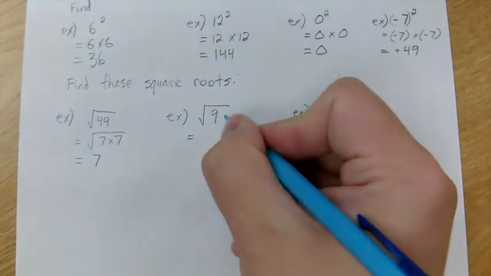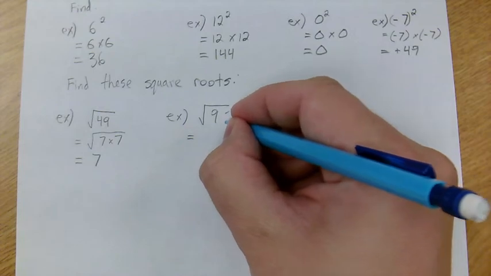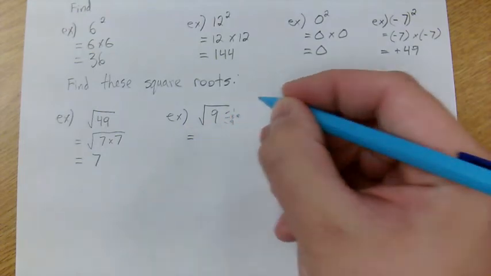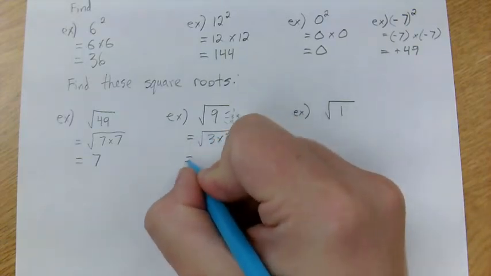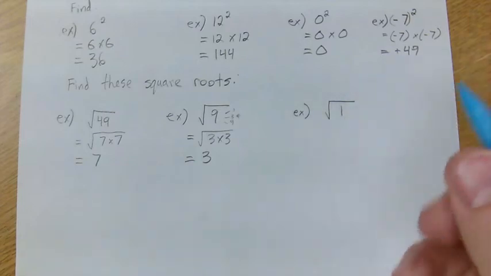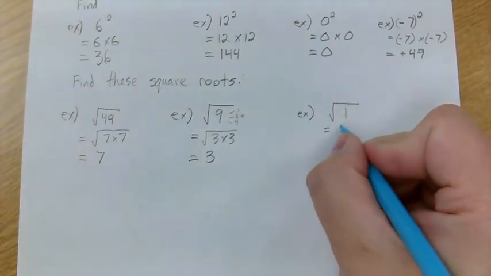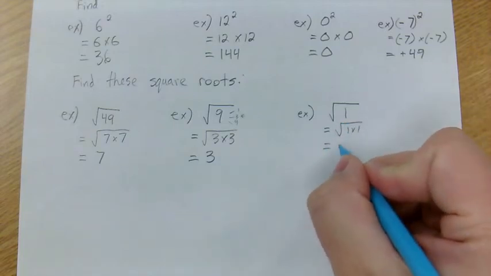What about this here? Let's think of some factors of 9. What factors does 9 have? It has 1 times 9, and it also has 3 times 3. That middle number is probably the square root. Think about it. 3 times 3. Yeah, it works, so this is 3. What about here? What's the only factor for 1? Well, it's got to be the square root of 1 times 1. And what's that? It's just 1.